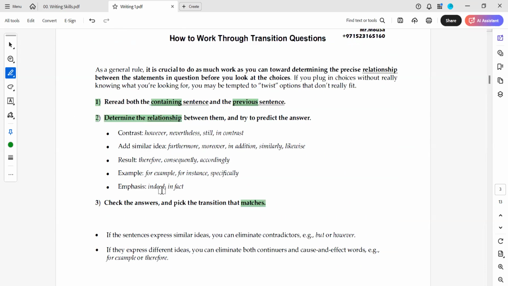Okay, so guys, here, first couple pages, you just need to know that we're addressing the process. It's all about the process of answering that question. Here we have the process. Read the containing sentence, the sentence that contains the transition, and the previous sentence. Why? To determine the relationship between them. Then you're going to choose the fittest transition for that relationship. Okay, so this is the process for those questions.